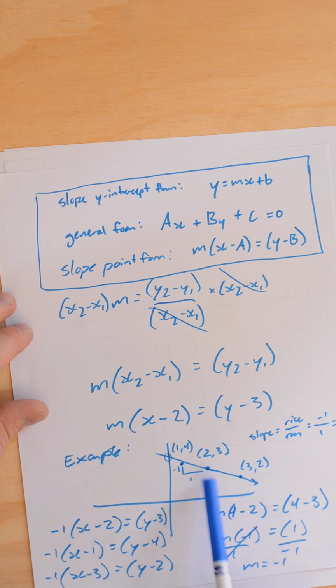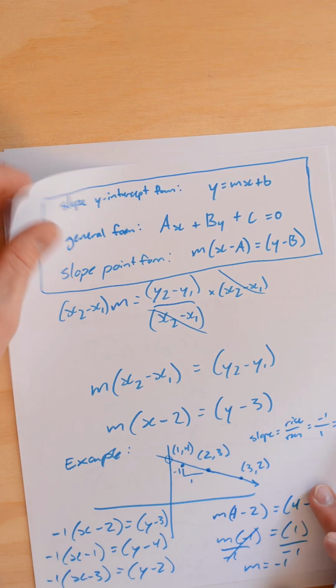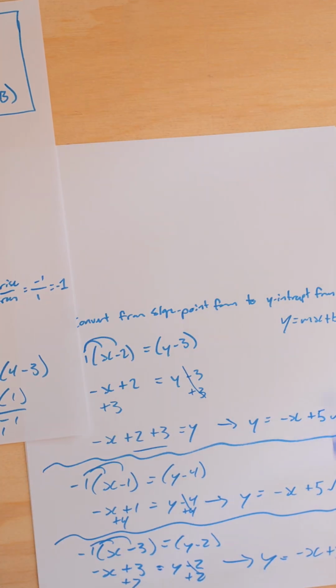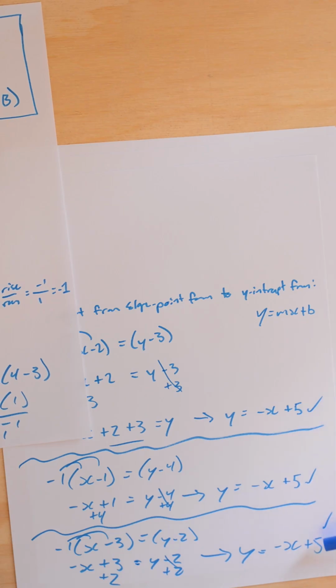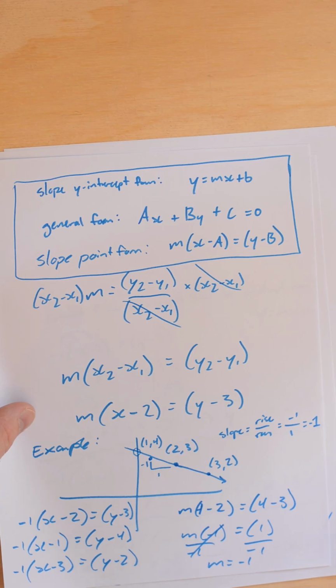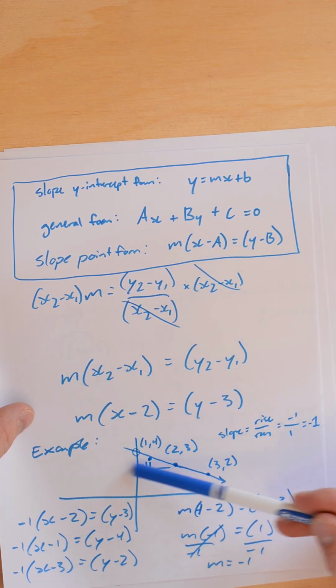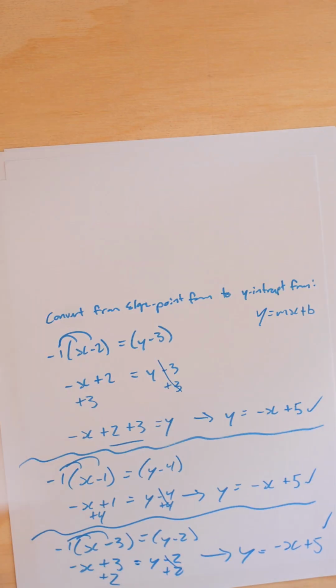Whether or not I chose this point, or this point in my equation, they will all return the same result in the form y equals mx plus b. And they will always do that because they belong to the same line. We're just choosing different points when we use this one, whereas in y equals mx plus b, there's only 1 point, the y-intercept. So hopefully that makes sense. Let's continue here.